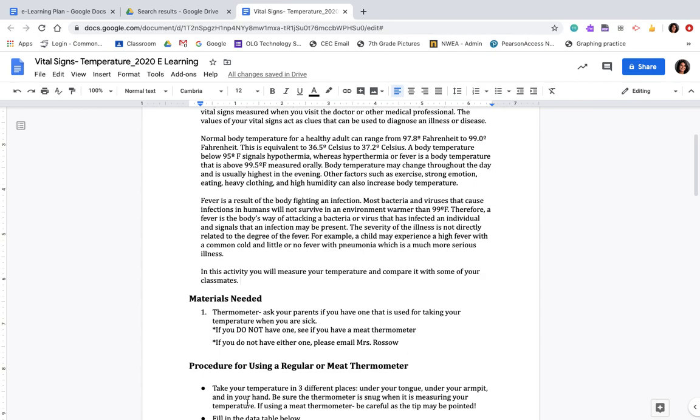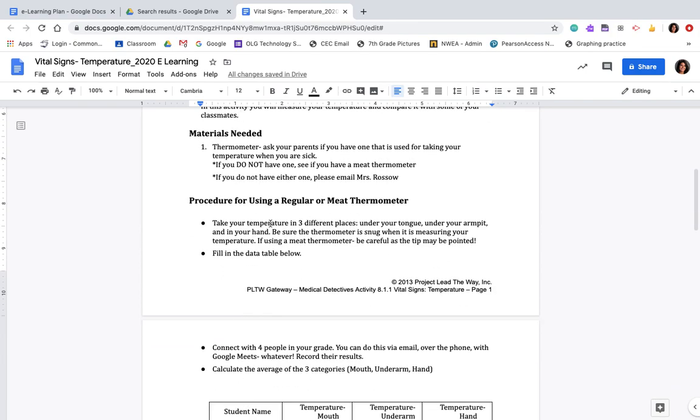Okay? Either way, regardless of which one you're using, a regular thermometer or a meat thermometer, you're going to want to wash it first just to get off any germs or anything that may be on there. So wash it with soap and then dry it.